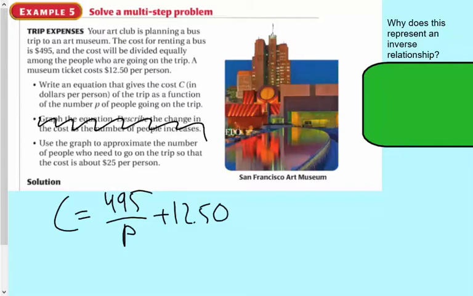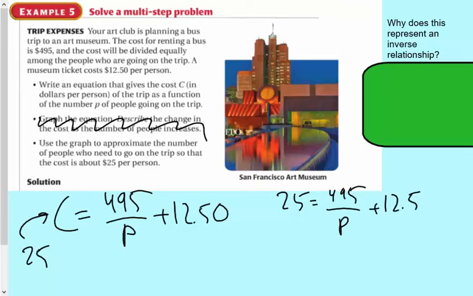And then use the graph to approximate the number of people who need to go on the trip so that the cost is $25 per person. So we want the cost to be 25. I'm going to show you guys how to solve that actually. 25 equals 495 divided by P. So basically, how many people do we need to recruit in order for the trip to cost everybody 25 bucks?